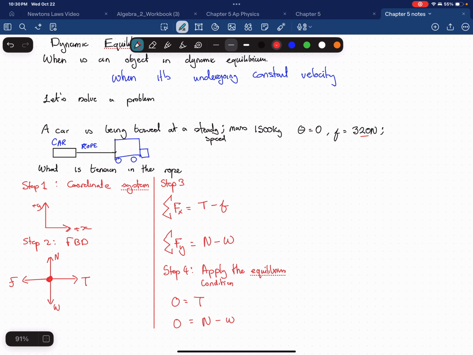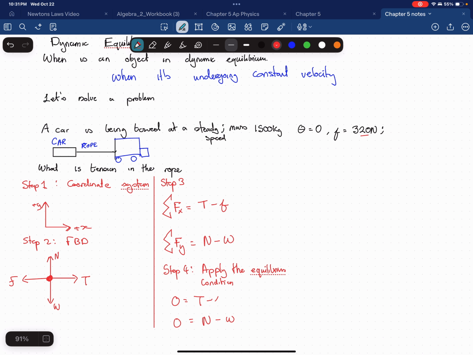All right, minus friction. And then if we apply the equilibrium condition, friction again. So it's really the same thing. Nothing much has changed. All I've done is added friction. So yeah. Now, what can I learn from this?